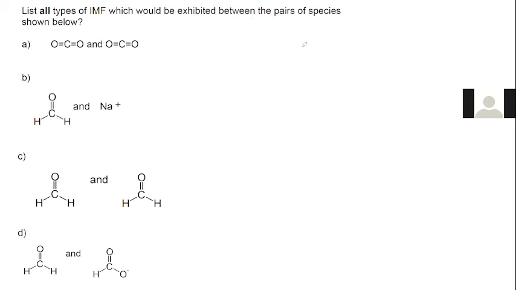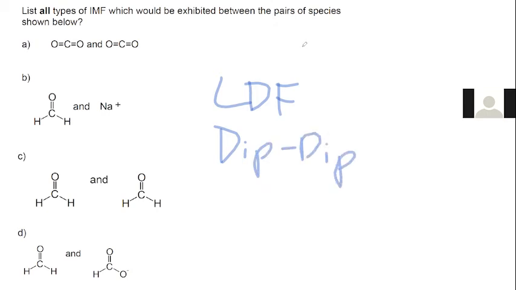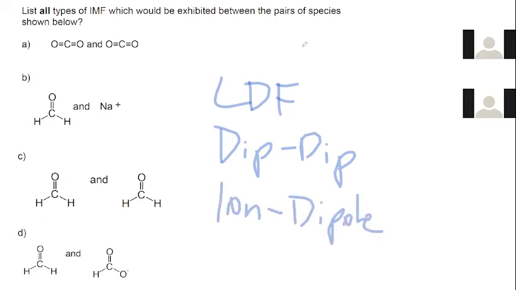The London dispersion forces, good old LDF. Dipole-dipole. Hydrogen bonding. Ion-dipole? That's a really good one. Ionic. And was the last one hydrogen bonding? H bonding. There you go.